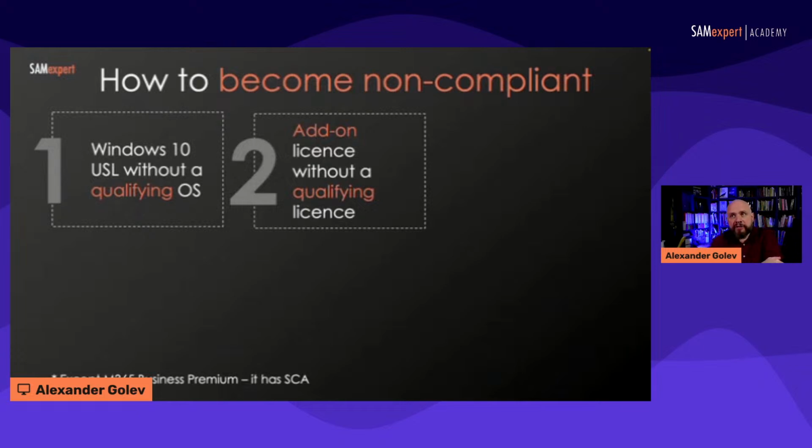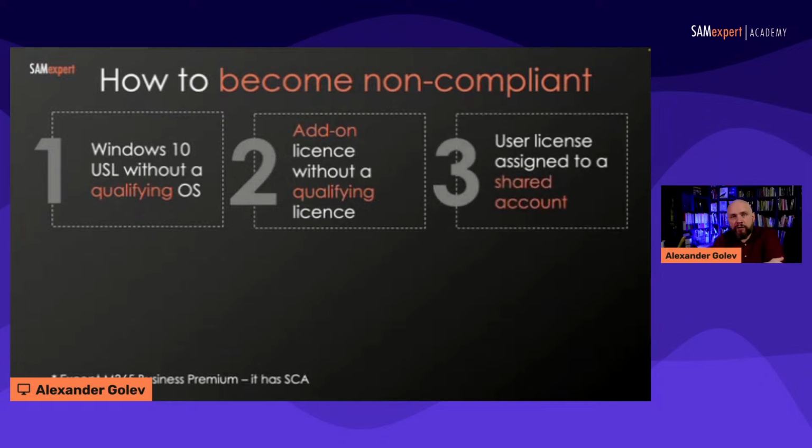Second part is add-on license without qualifying license. Same thing. So buying an add-on license and assigning it to a user doesn't give you a right to use that product. The add-on license requires a qualifying license. So you need a set of 2 licenses for the full license.